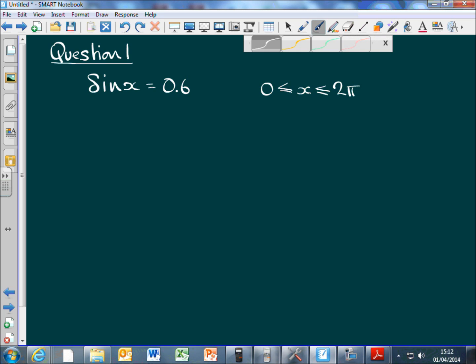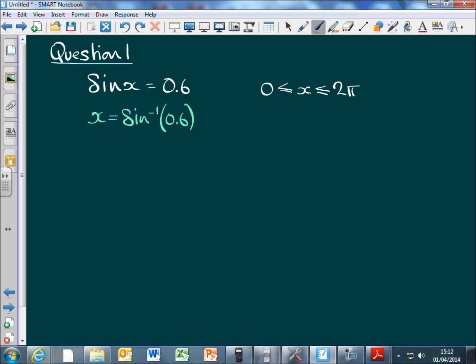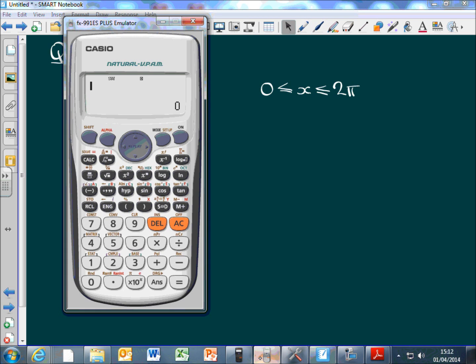Okay, so first of all, to find out what x is, we do this on our calculator. x equals the inverse sine function of 0.6. I've got a calculator here. I want to put it in radians. It's in degrees at the moment, so how do I do that? Shift, setup, radians. Okay, and I'm going to do the inverse sine function, shift sine of 0.6, and it's 0.643.